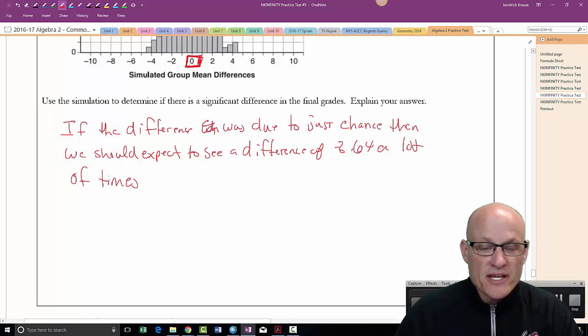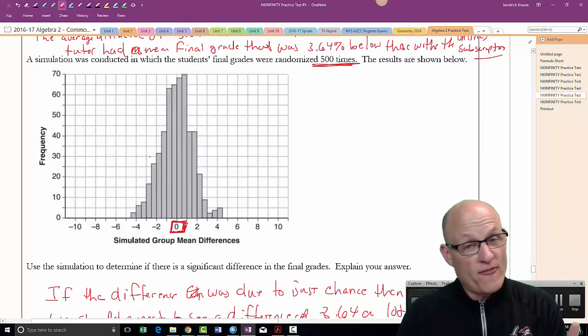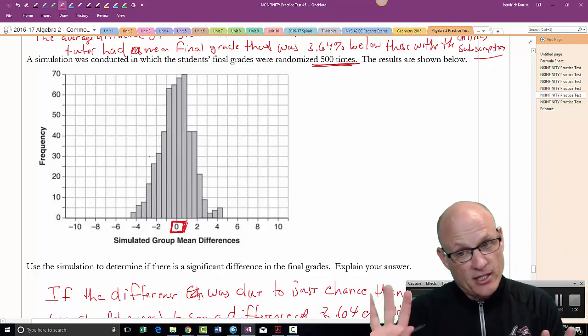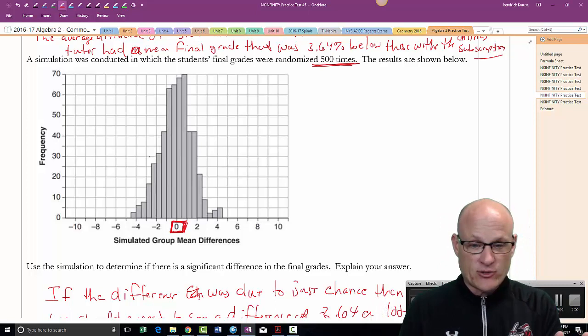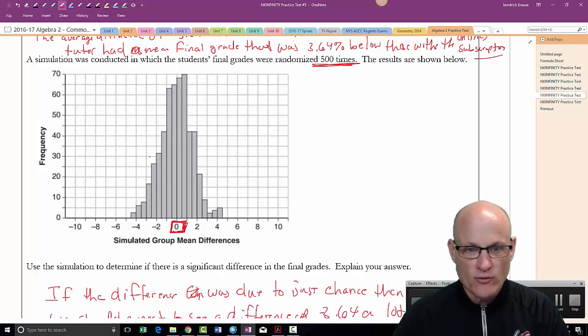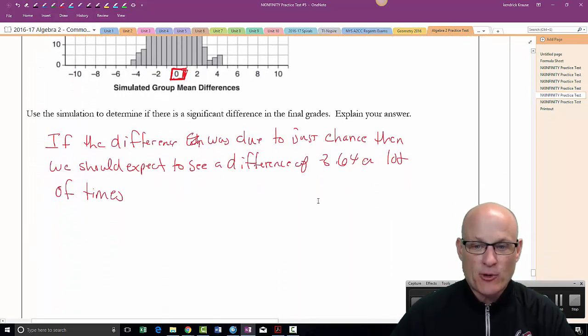So in other words, if we just took all these kids' grades, ignored the fact that they got the treatment of the online tutor, or the treatment of the personal tutor, and just randomized their grades over and over again, if it was just by chance, then we should see a difference of negative 3.64 a lot of times.